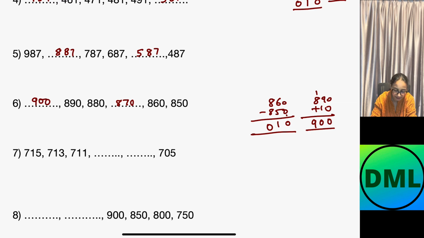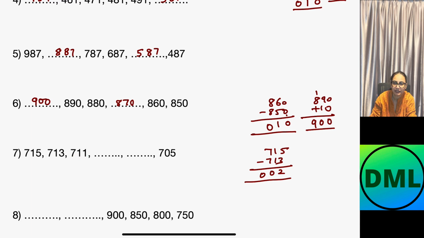Let's see the next example here. 715, 713, 711, dash, dash, 705. This number is reducing. This is 715 and then 713. So the numbers are reducing. Can we see the difference between 715 and 713? Let's calculate that. 715 minus 713. 5 minus 3 is 2. 1 minus 1 is 0. 7 minus 7 is 0. The difference is 2. You are reducing the number by 2. Before that it was 5, then it is 3 and then it is 1. After that I need to reduce the number by 2.